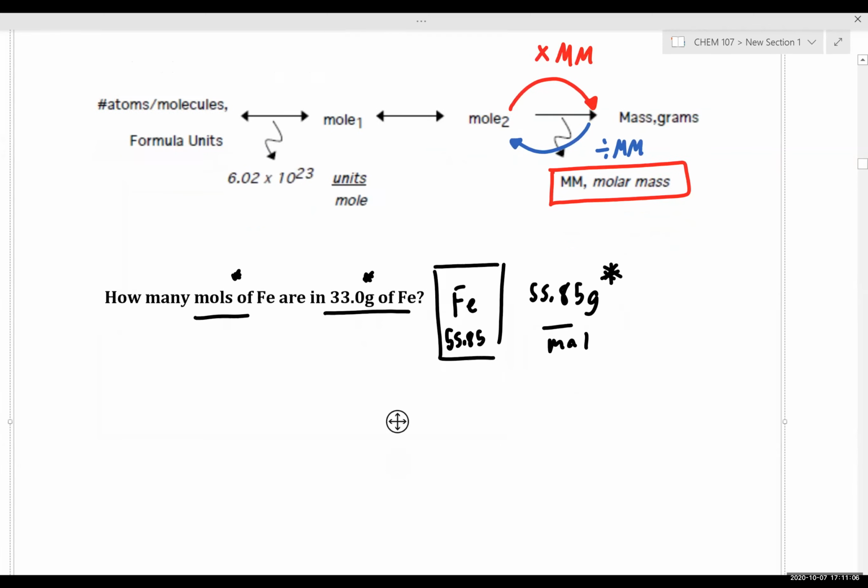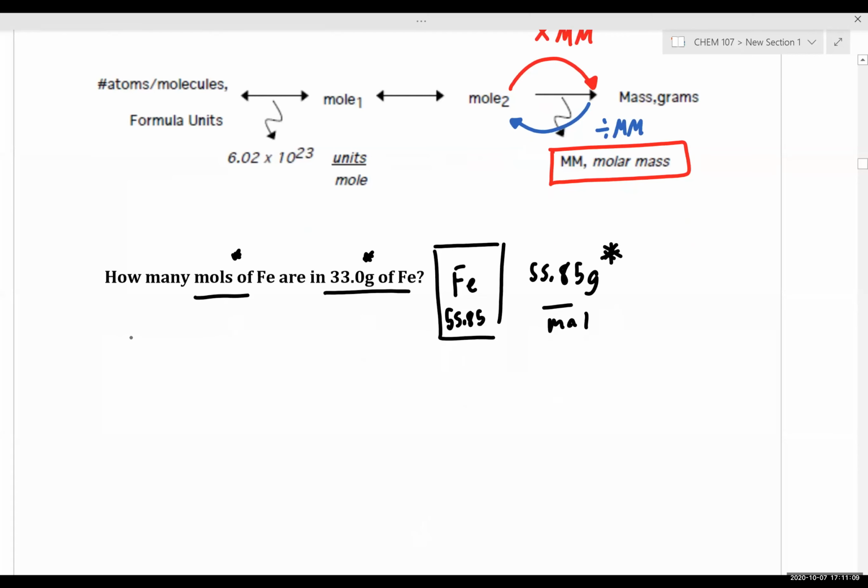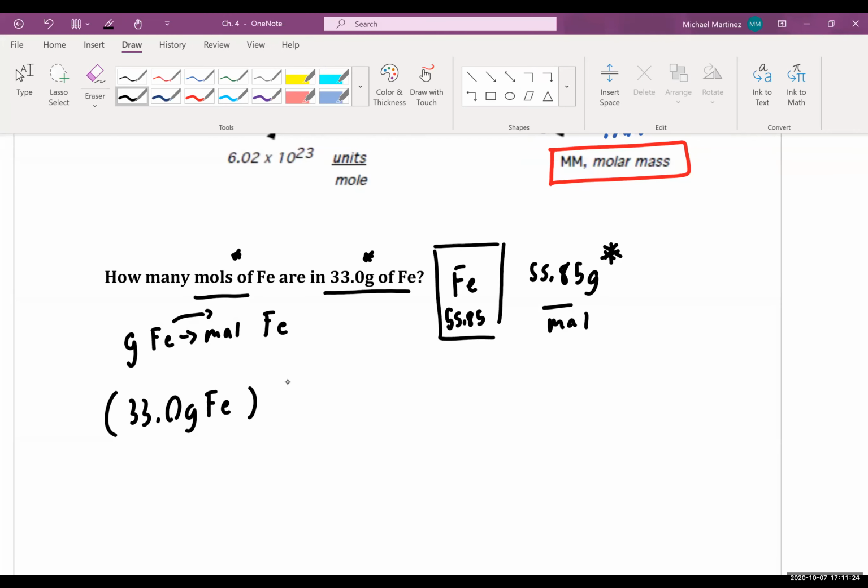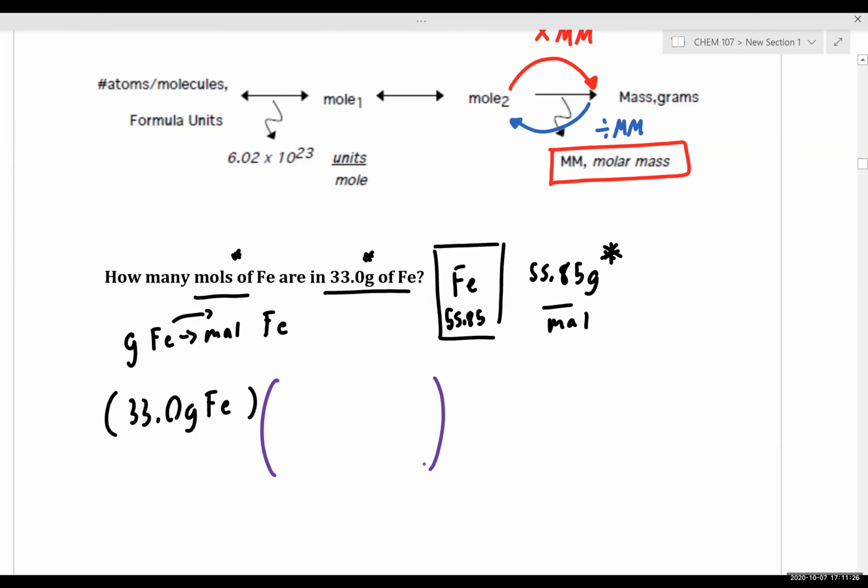Perfect. So now that we have our molar mass, we're trying to go from grams of iron to moles of iron. So if we have 33.0 grams of iron, if I want to go from grams to moles, what should be on top in our conversion factor? If we're going from grams to moles, then moles should be on top. Exactly right. And in 1 mole of iron, we know that we have 55.85 grams.